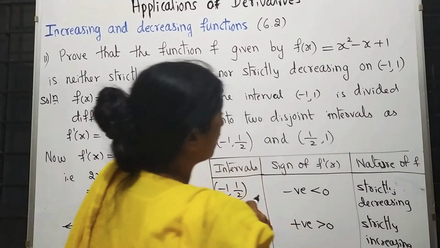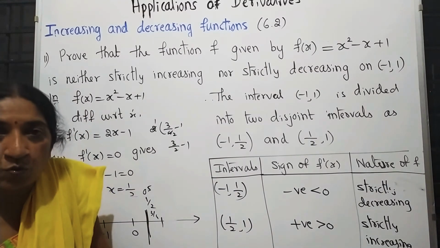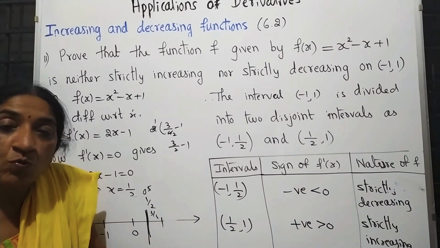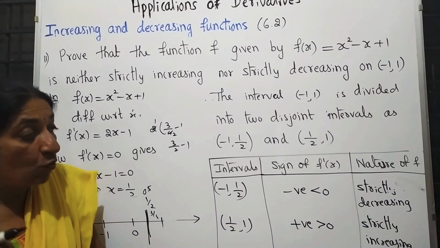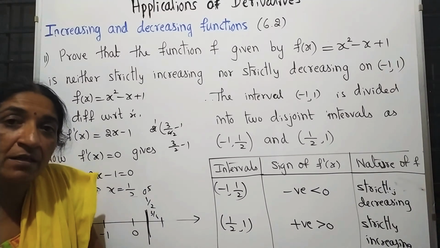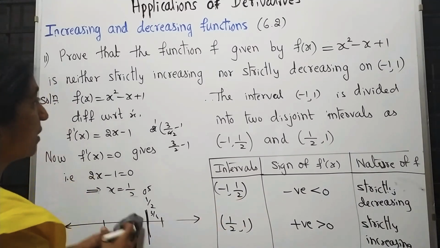See, the given interval minus 1 to 1 is divided into two disjoint intervals, minus 1 to half and half to 1. In one it is decreasing and in the other it is increasing. That means in total, on minus 1 to 1, it is neither increasing nor decreasing. Below this table, write down.